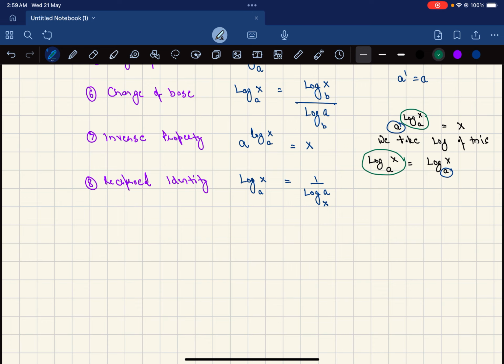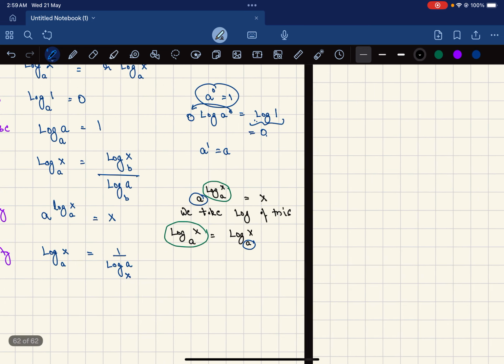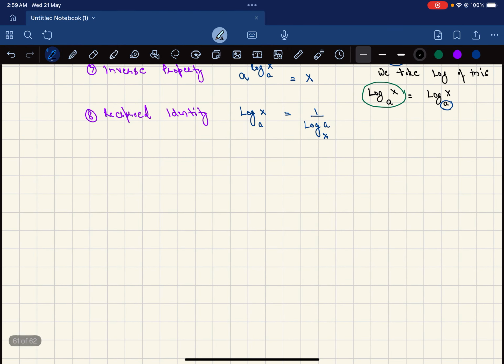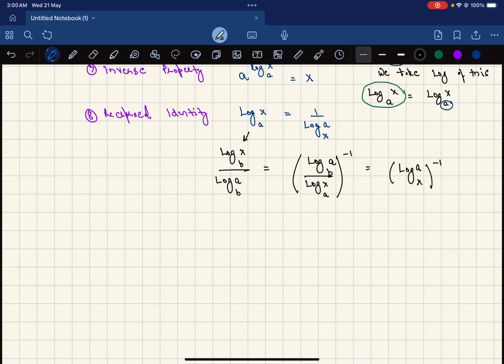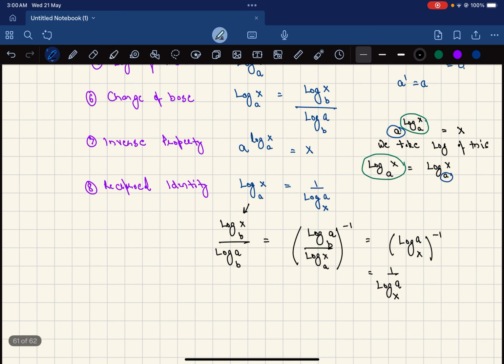This is because we can use the change in base property. So if you remember, this can be written as log x to the base b upon log a to the base b by using change in base property. Now this is nothing but log a to the base b upon log x to the base b whole raised to power minus 1, which is 1 upon log a raised to power x. So we use the change in base property to get the reciprocal identity.